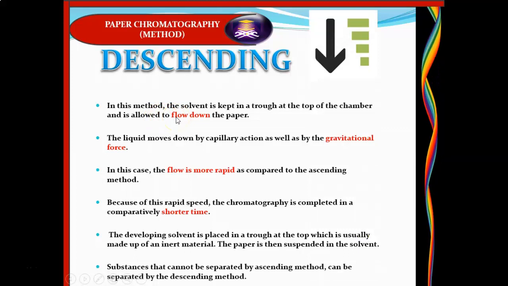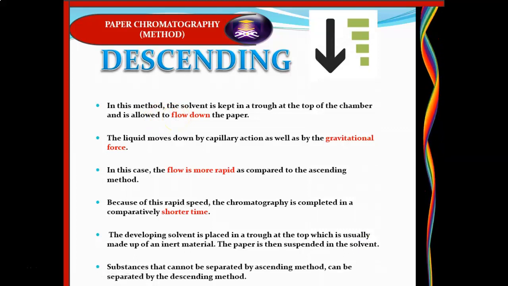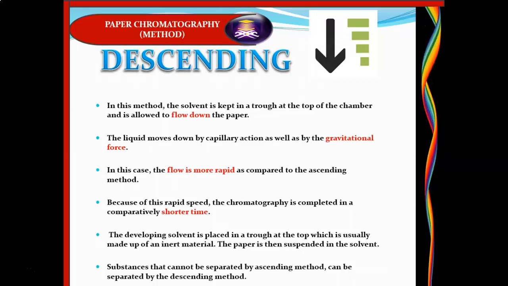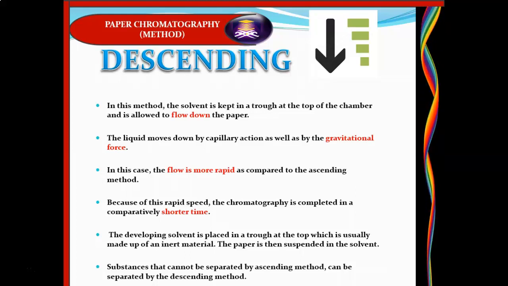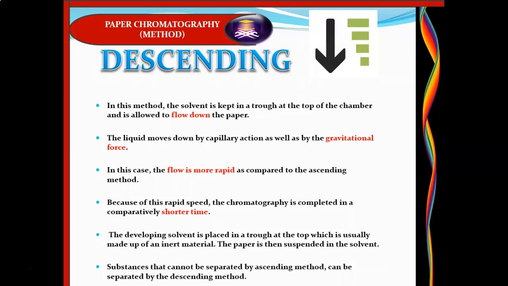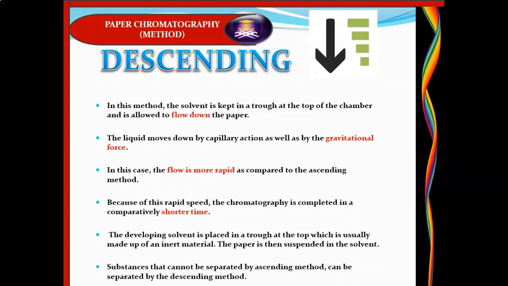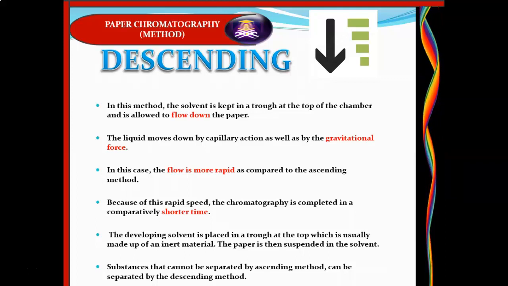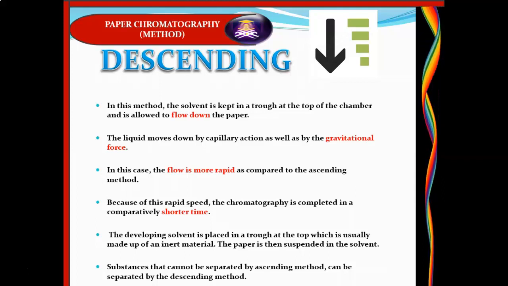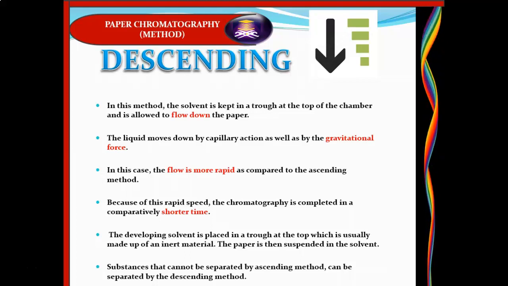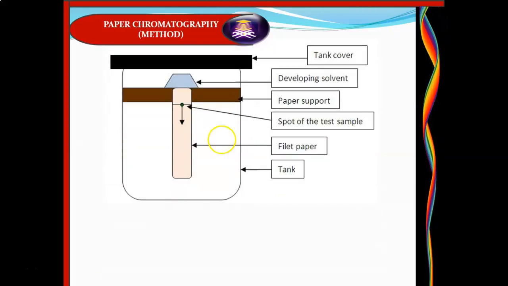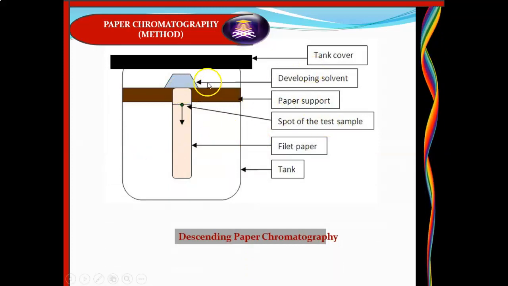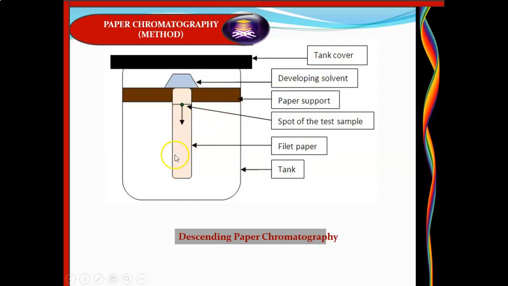Okay, for the descending method, the solvent is kept in a tube at the top of the chamber and is allowed to flow down the paper. So the liquid moves down by capillary action as well as by gravitational force. In this case, the flow is more rapid compared to the ascending method. Because of this rapid speed, the chromatography is complete in a comparatively shorter time. This one is descending paper chromatography. We can see that the solvent is placed on the top, so the speed is fast.